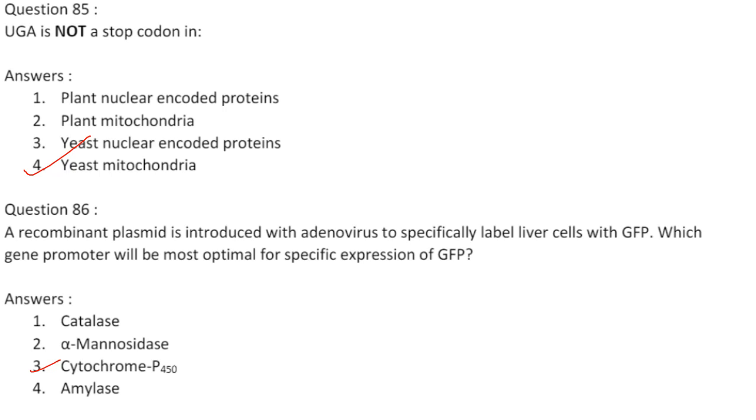Then next one. A recombinant plasmid is introduced with adenovirus to specifically label liver cells with GFP. Which gene promoter will be the most optimal for specific gene expression of GFP? Now, cytochrome P450 enzymes are primarily found in liver cells. So, answer is option 3, that is cytochrome P450. The cytochrome P450 promoter will be most optimal for specific expression of GFP, because these enzymes are primarily found in the liver cells.